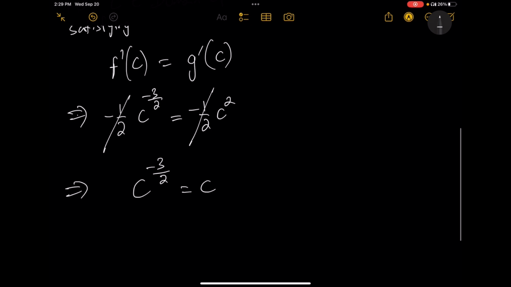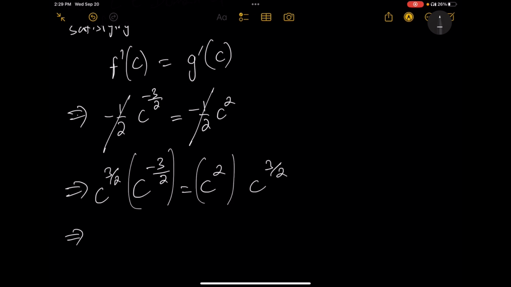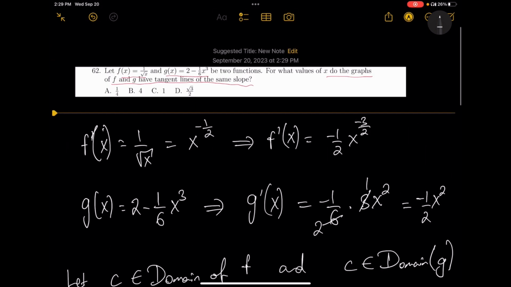We are left with c to the power of negative 3 over 2 equal to c squared. Now we can multiply both sides by c to the power of 3 over 2. That would be c to the power of 0, which is 1, and it will be equal to c to the power of, since the bases are the same the exponents are added, 7 over 2.